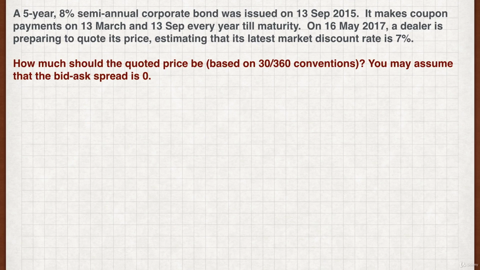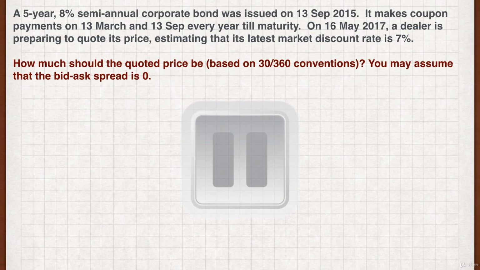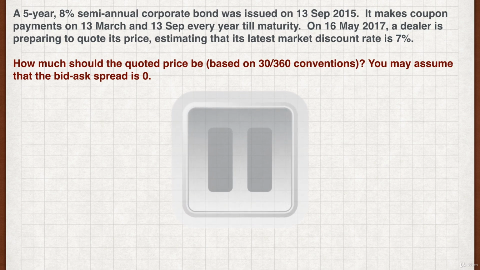A 5-year 8% semi-annual corporate bond was issued on the 13th of September 2015. It makes coupon payments on the 13th of March and 13th of September every year till maturity. On the 16th of May 2017, the dealer is preparing to quote its price, estimating that its latest market discount rate is 7%. How much should the quoted price be based on 30/360 conventions? You may assume that the bid-ask spread is 0.